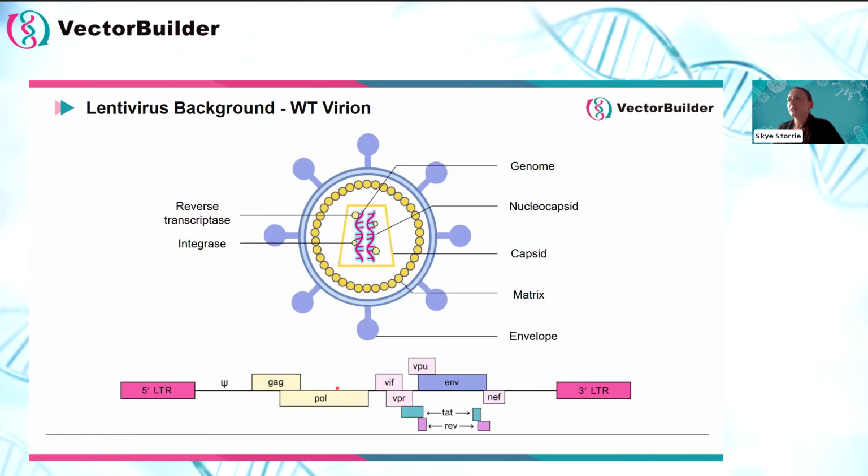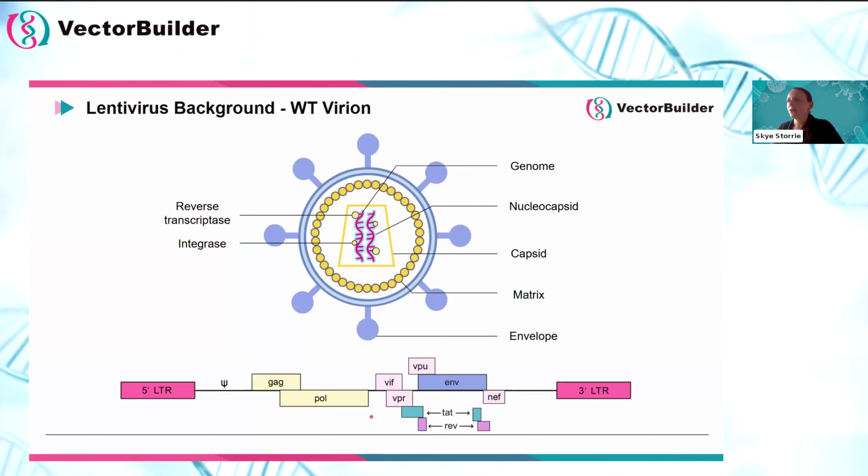Then the next one is the pol gene, and this encodes our viral enzymes, which, as I said, are important for different stages of the viral life cycle. We also have the ENV gene, which encodes the envelope proteins, and these are really important for binding to host cell receptors to allow the virus to gain entry into host cells and cause infection.